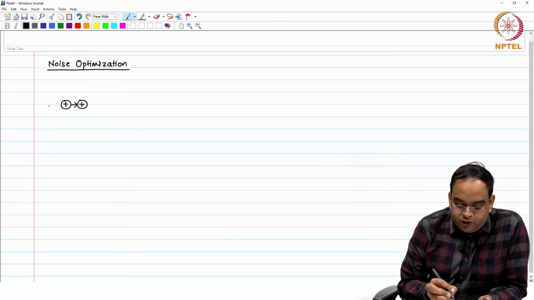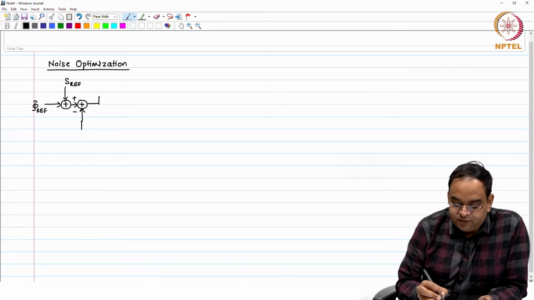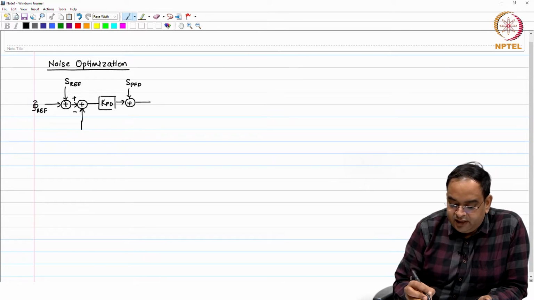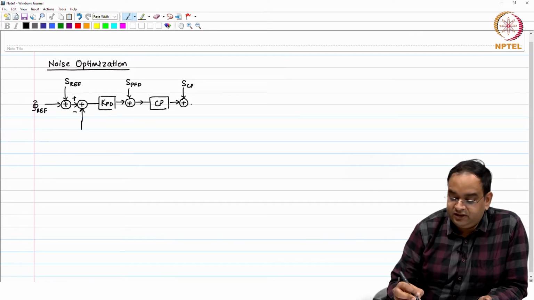So, here you have phi reference, then the noise gets added for the reference, and you feed back at the input. You have PFD plus charge pump. I have treated PFD noise separate and charge pump noise separate; you can take them together also. So, this is S PFD, and then you have the charge pump whose output is current. The noise added at the output of the charge pump is current noise, so this is S charge pump. These S are referring to the noise spectral density.